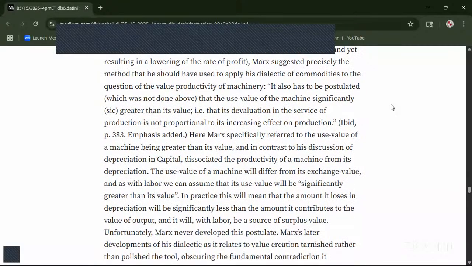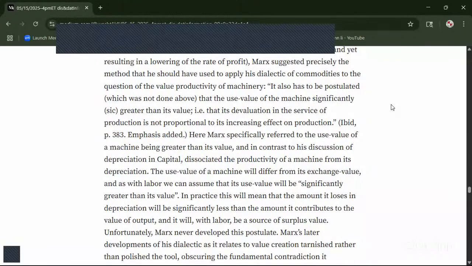Here, Marx specifically referred to the use value of a machine being greater than its value, and in contrast to his discussion of depreciation in capital, dissociated the productivity of a machine from its depreciation. The use value of a machine will differ from its exchange value, and as with labor, we can assume that its use value will be significantly greater than its value. Now, in practice, what does this mean? This means that the amount that it loses in depreciation will be significantly less than the amount that it contributes to the value of output, and it will, with labor, be a source of surplus value.